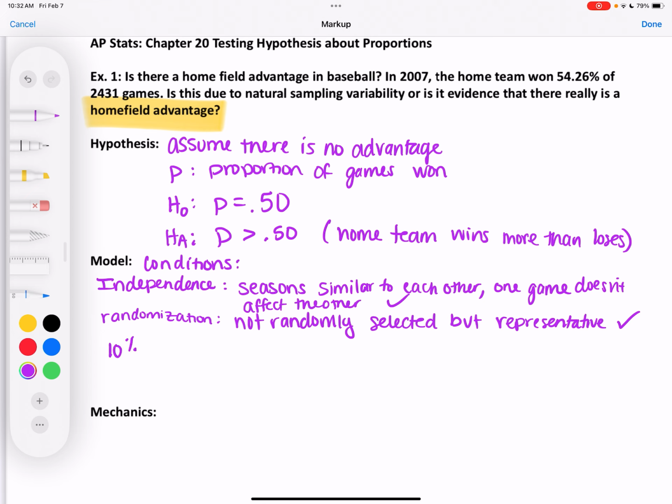The 10% condition: 2,431 games is less than 10% of all games ever played.